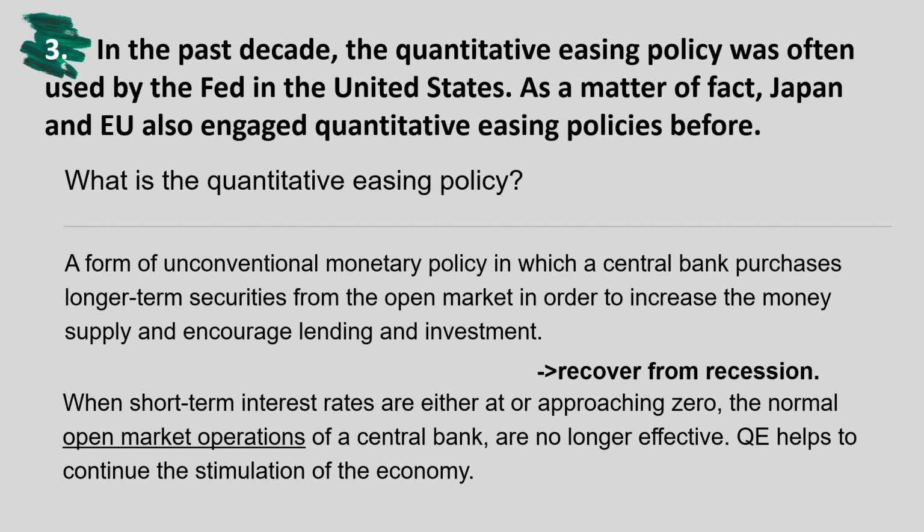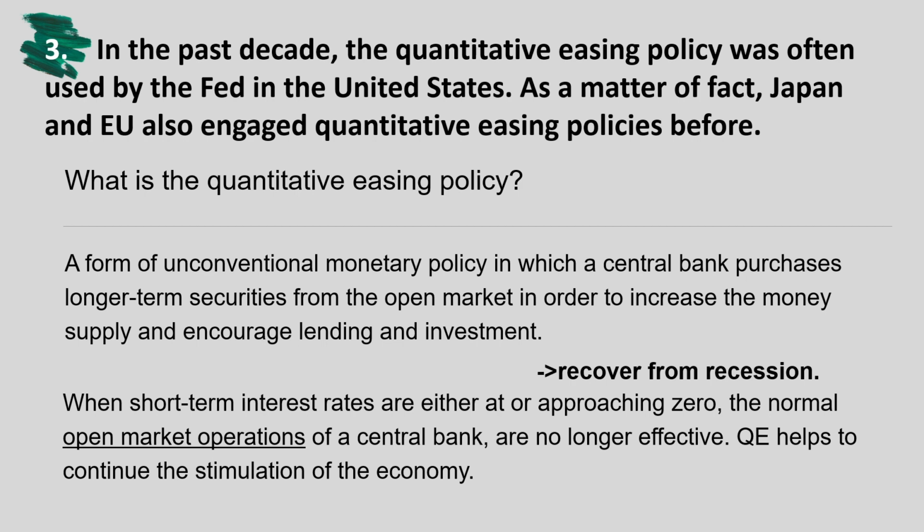It is 量化宽松, a form of unconventional monetary policy in which a central bank, for example Fed in the US, purchases longer-term securities from the open market in order to increase the money supply, encourage lending and investment, so that the society can eventually recover from recession.